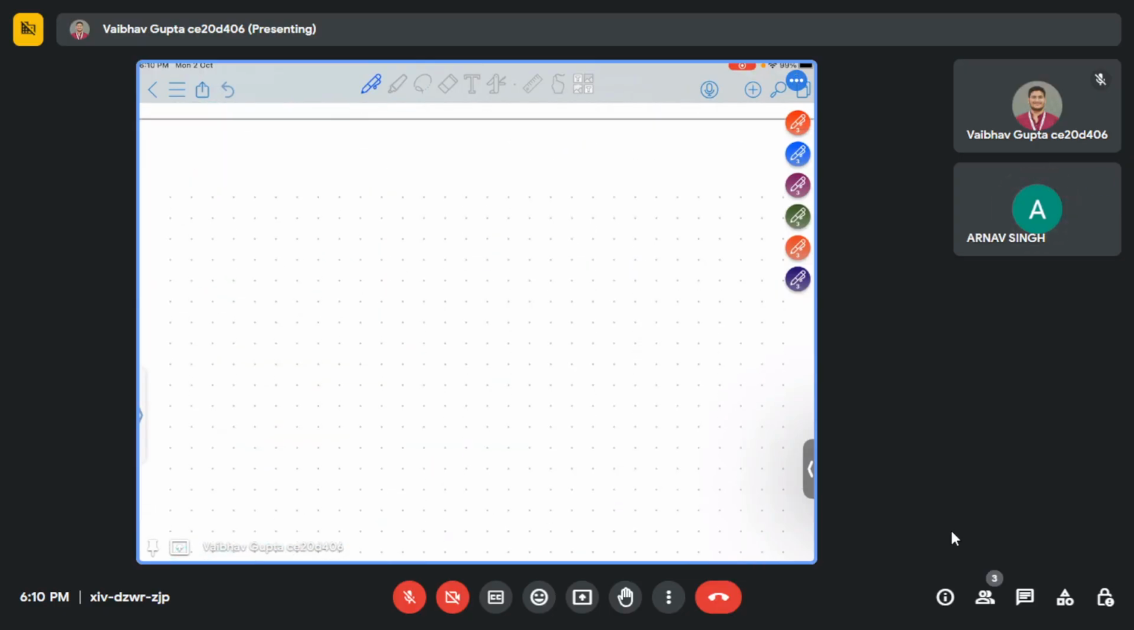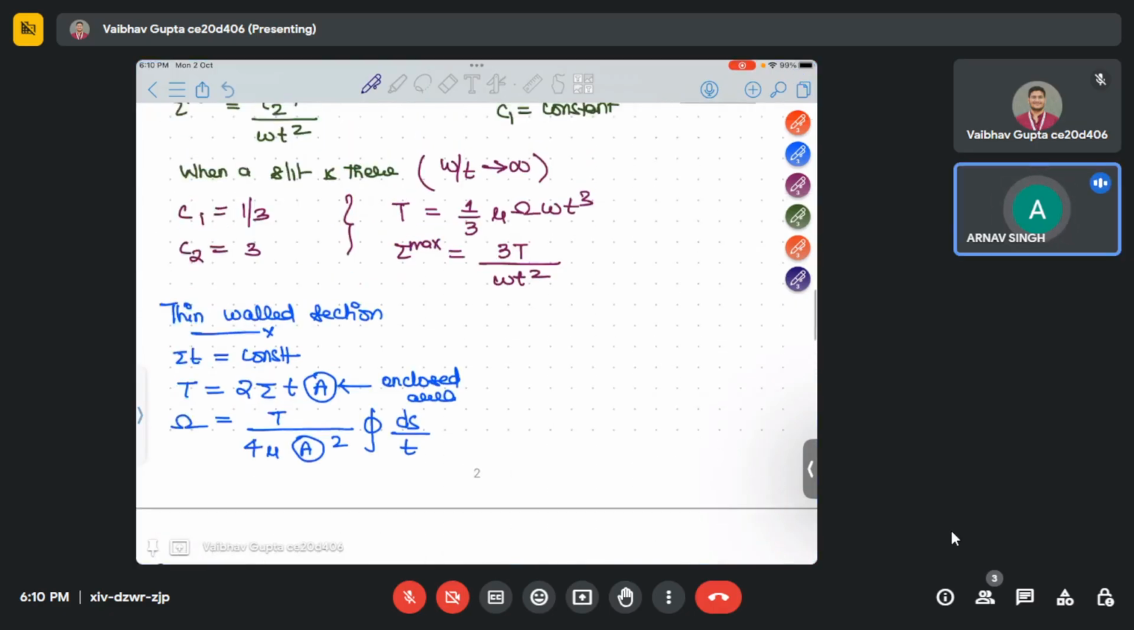Now we'll move into the problems section. Problem 1, in thin closed wall, will it be A square or only A? Yes, this is A only, not square. सर लेकिन सर ने तो ए स्क्वायर कराया उसको. No, you must have written wrong. The torque will be given as 2 tau T into enclosed area. You can check the dimensions also.